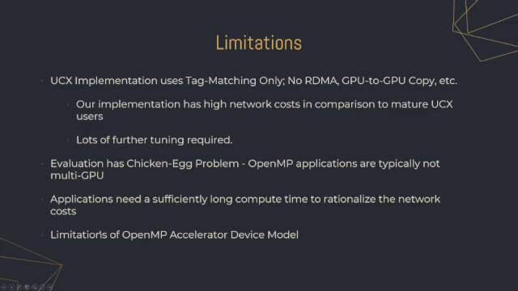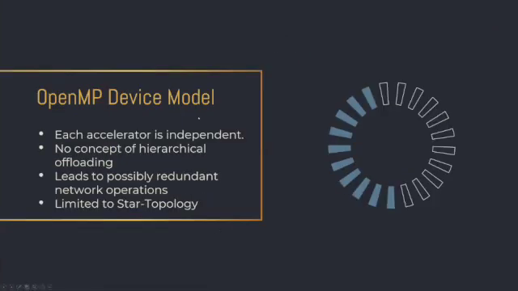The biggest thing is that if you want to use this effectively, you need a sufficiently long compute time, obviously, to rationalize the network costs. And the biggest limitation we have here is that OpenMP's accelerator device model prevents some optimizations that would be nice. As an example, the OpenMP device model considers each GPU to be an independent device. So there's no concept of a hierarchy.